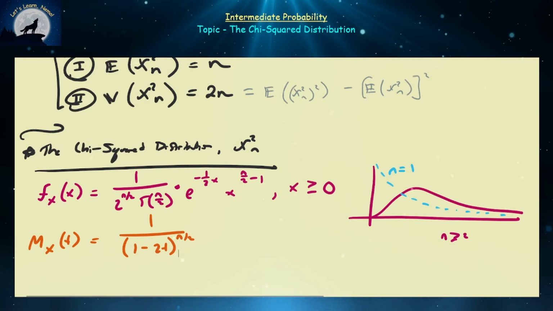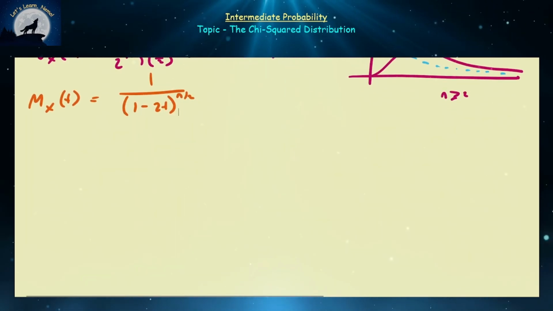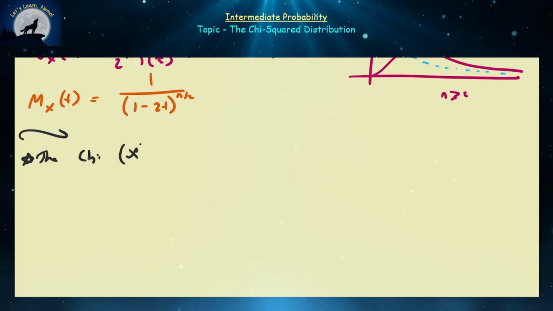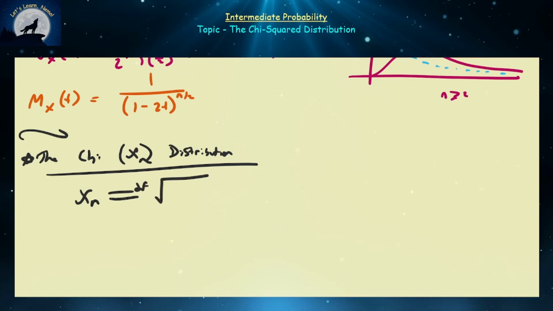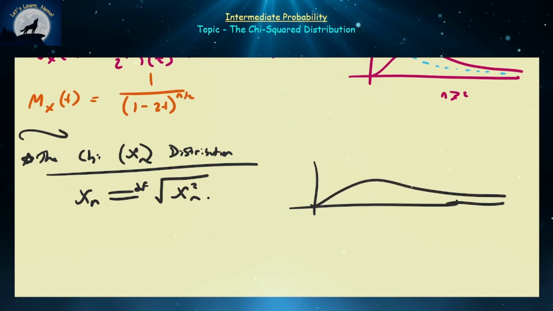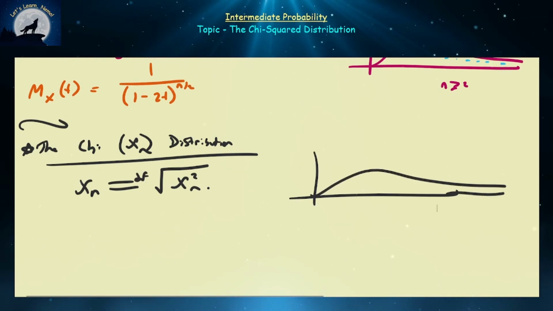All right, so that gives us our PDF and our MGF. Another distribution that you can easily derive that has a lot of properties is what is referred to as the chi distribution. So not chi squared, but just chi distribution, where chi n is by definition equal to, take a guess, the square root of a chi squared random variable. And it's going to have the same exact shape, it's just going to have a different skewness associated to it.